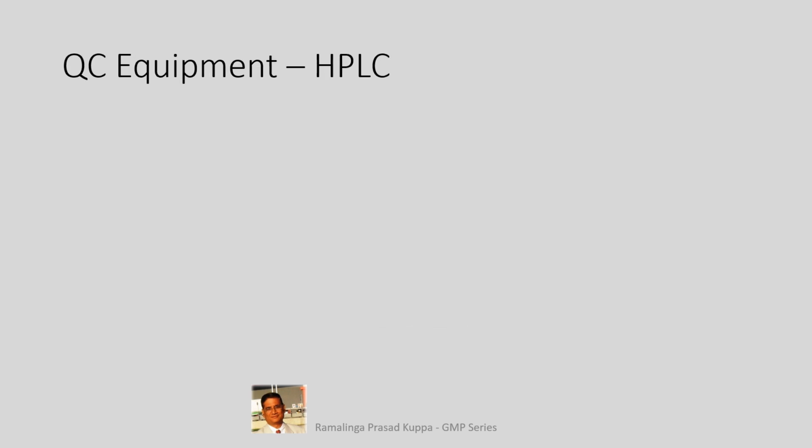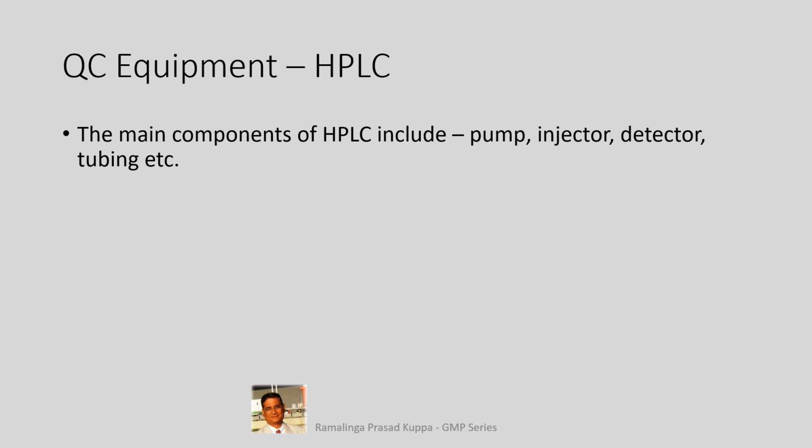Let us see the qualification requirements of QC equipment, a typical HPLC equipment. The main components of HPLC include pump, injector, detector, tubing, etc. Pump should be able to work at high pressures of around 600 psi and flow rate of 0.2 ml to 10 ml.